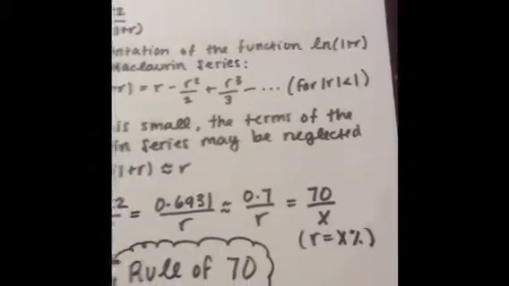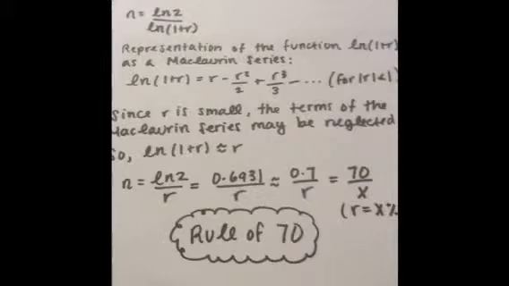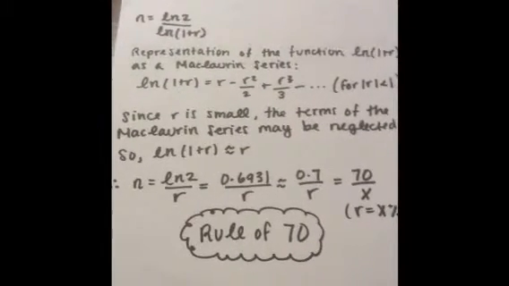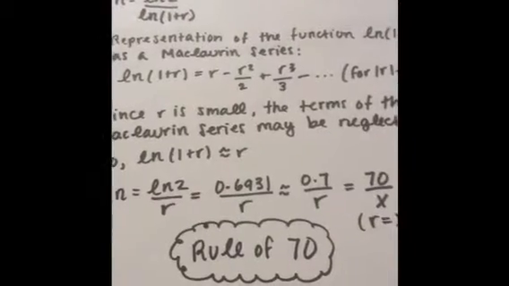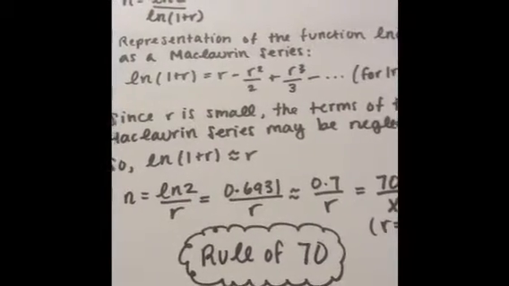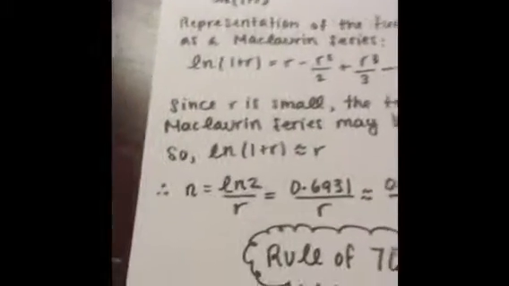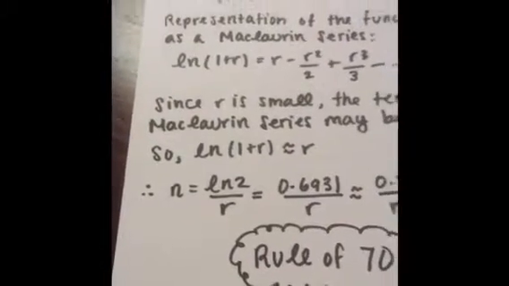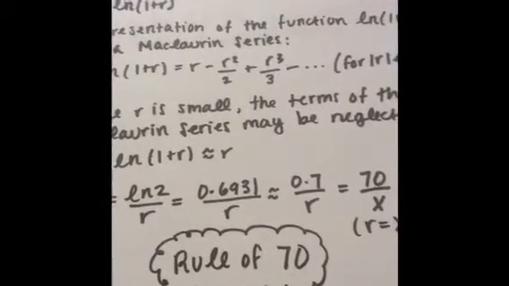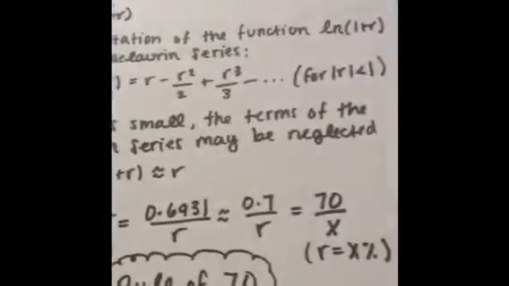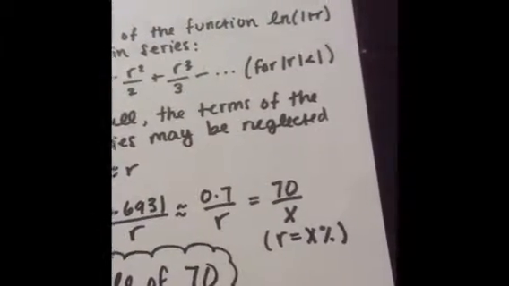So, since r is small, the higher terms of the Maclaurin series may be neglected, so ln of 1 plus r equals approximately r, which is the first term in the Maclaurin series. So, what we get is n equals ln of 2 over r equals 0.693 over r, which is approximately 0.7 over r, or 70 over x, where r equals x%.